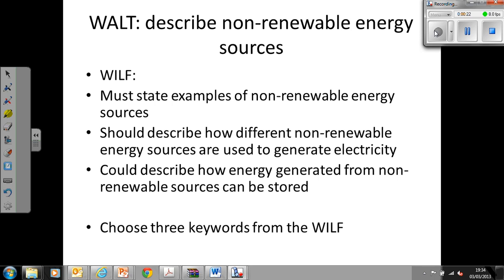Our WILFs today. We must state examples of non-renewable energy sources. We should be able to describe how different non-renewable energy sources are used to generate electricity, and we could be able to describe how energy generated from non-renewable sources can be stored.